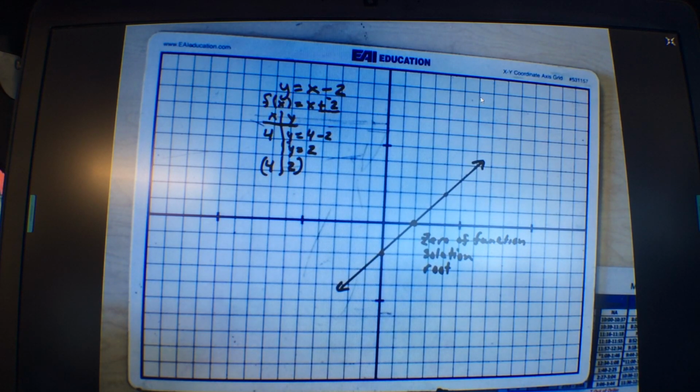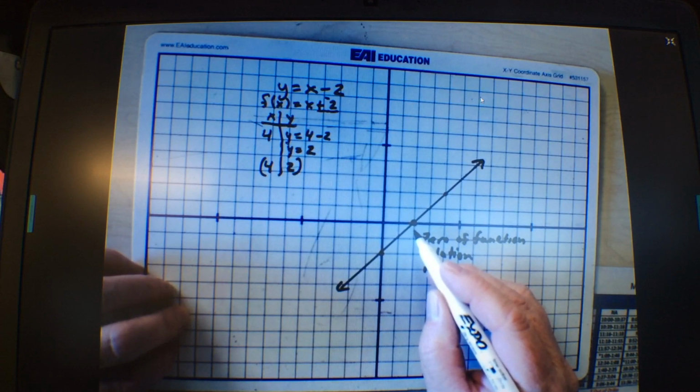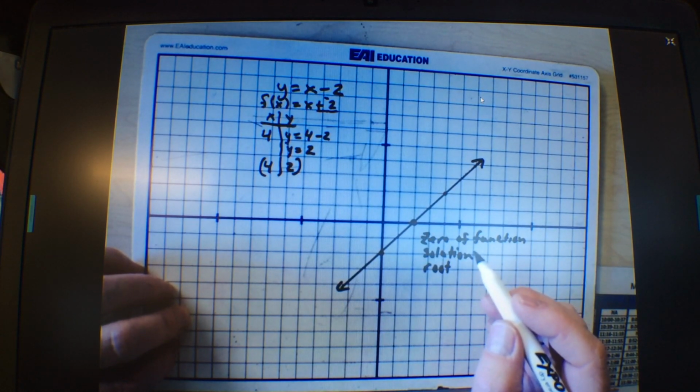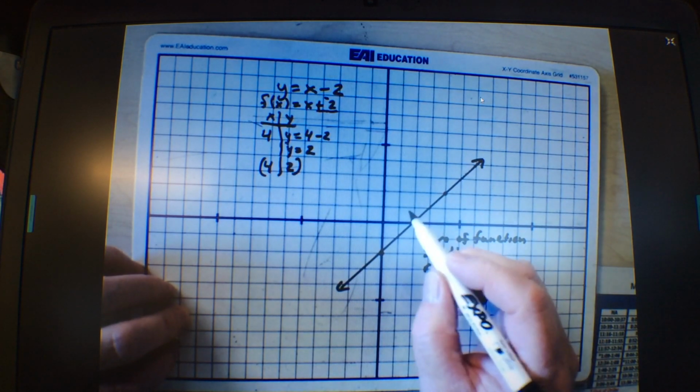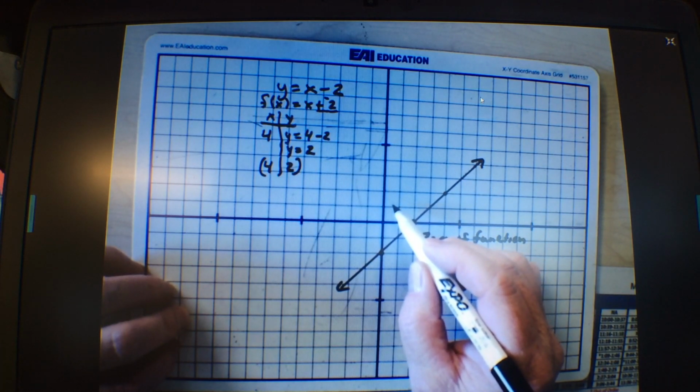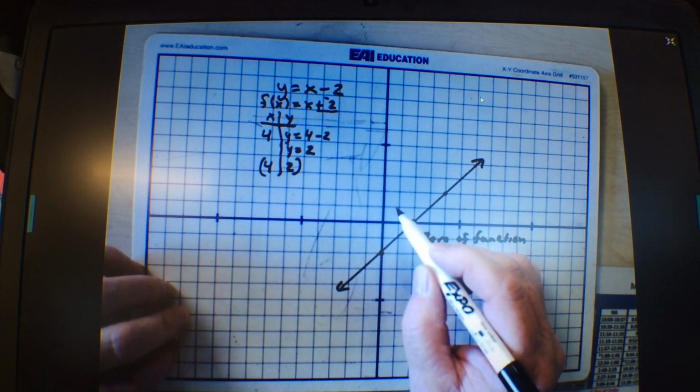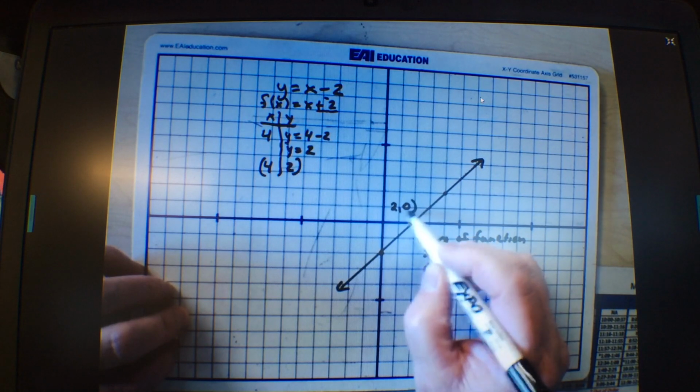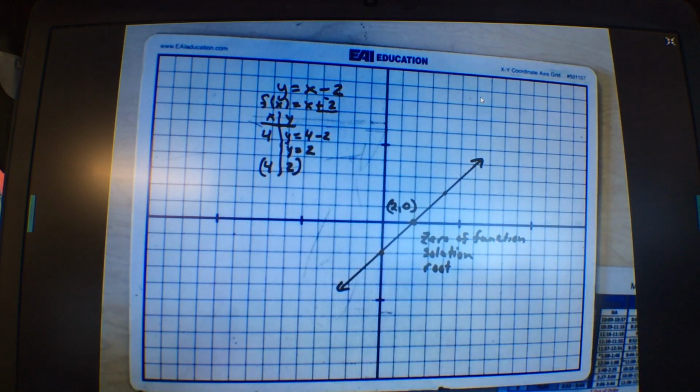What was the name of this section again? Zeros of functions, right? So this is really what we're doing today. This is the whole gist of it. What are the coordinates of that point? (2, 0). Thank you. (2, 0) is a zero of the function. That is the answer to the zero of the function.